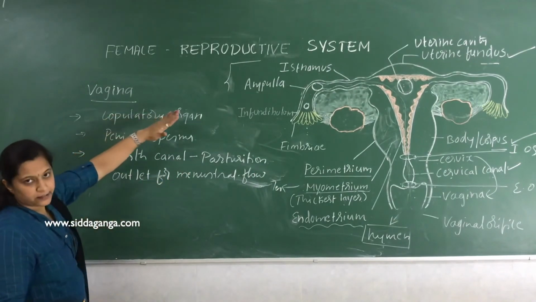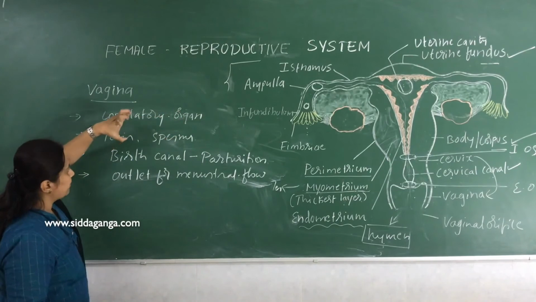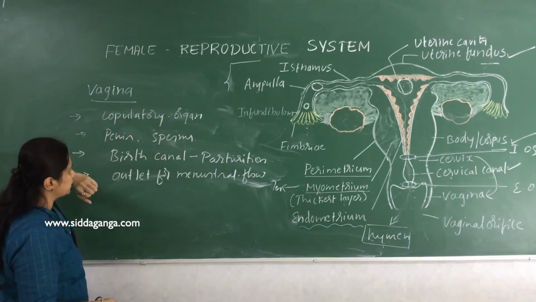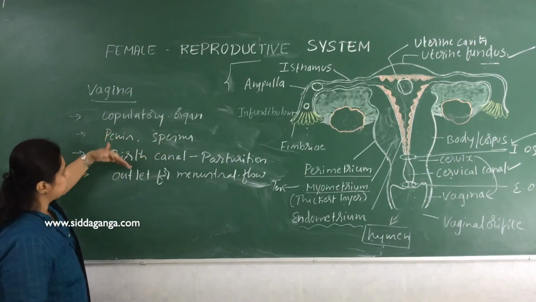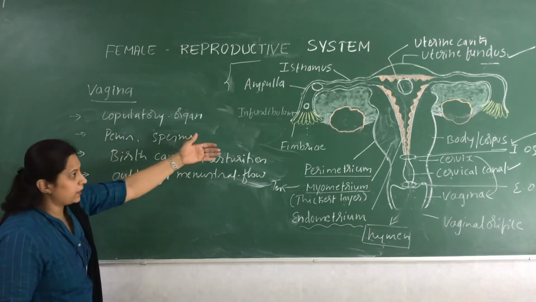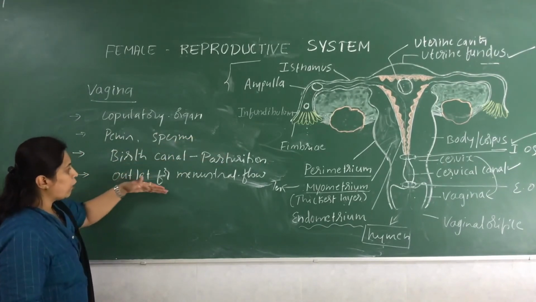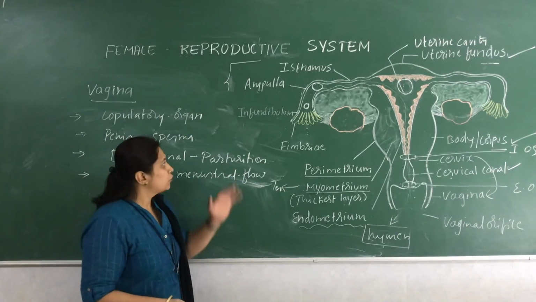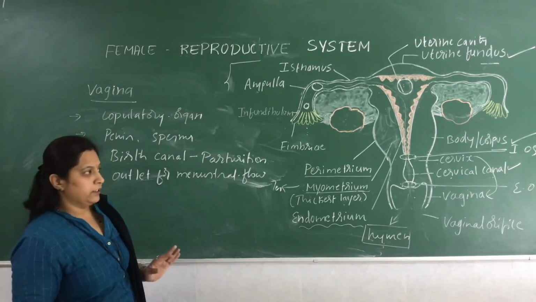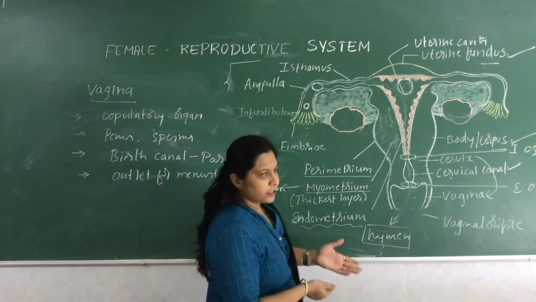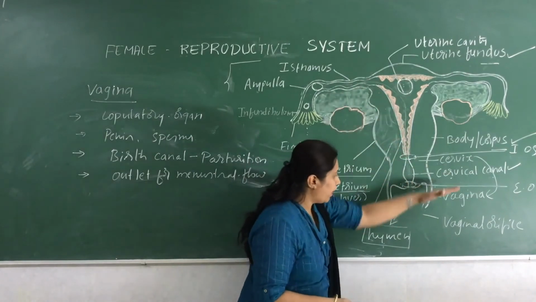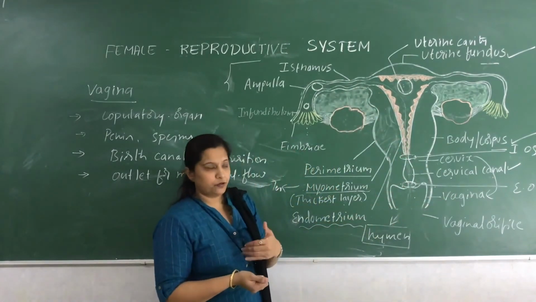So the vagina acts as a copulatory organ. It receives the penis and the sperms at the time of coitus. Together with the cervix, it acts as a birth canal, thereby helping in parturition, and it is the outlet for menstrual flow. All these are the functions of the vagina. Understood clearly? So these are the parts of the female reproductive system.